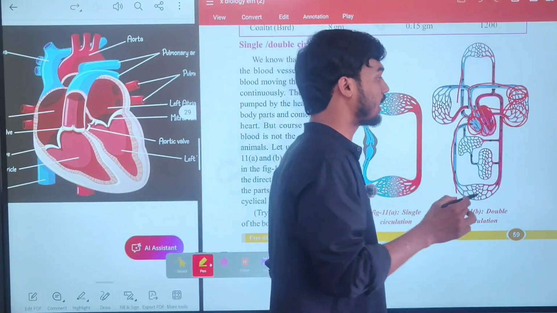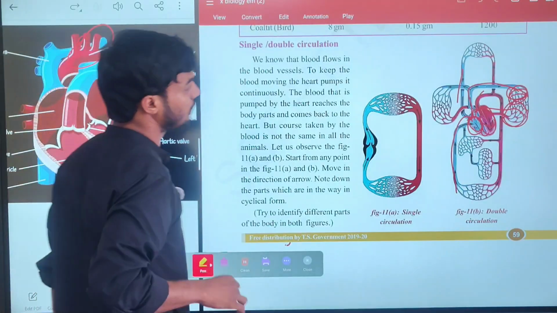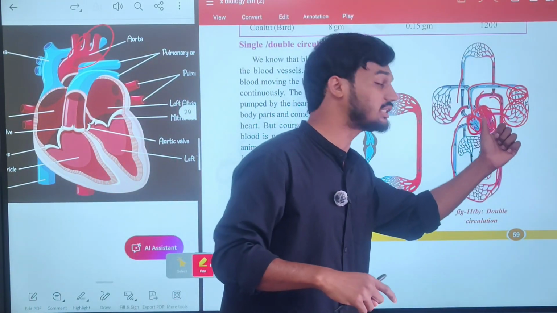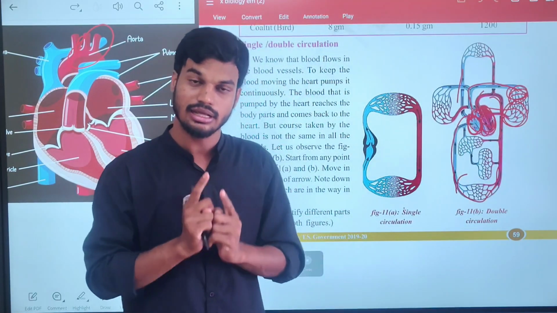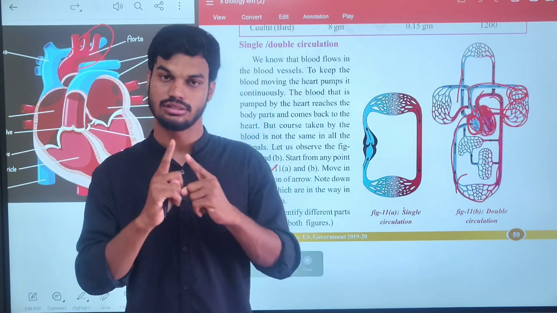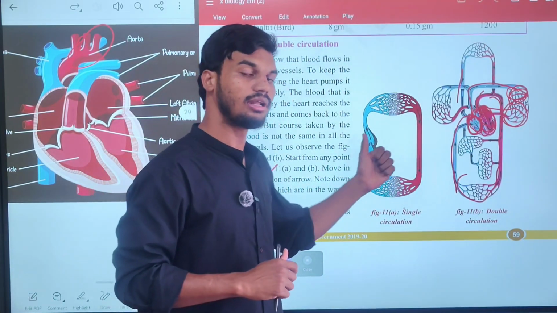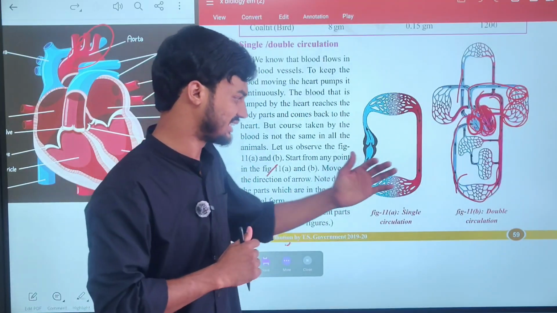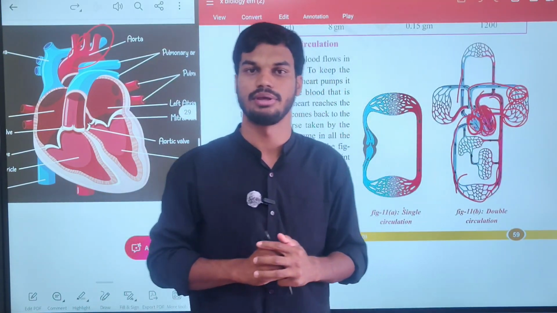After entering the heart, through the aorta it will travel all over the body parts, right? The blood is entering twice into the heart. That type of circulation is known as double circulation. When the blood enters the heart only one time during one complete cycle, it is known as single circulation. An example of single circulation is fish, and an example of double circulation is human beings.